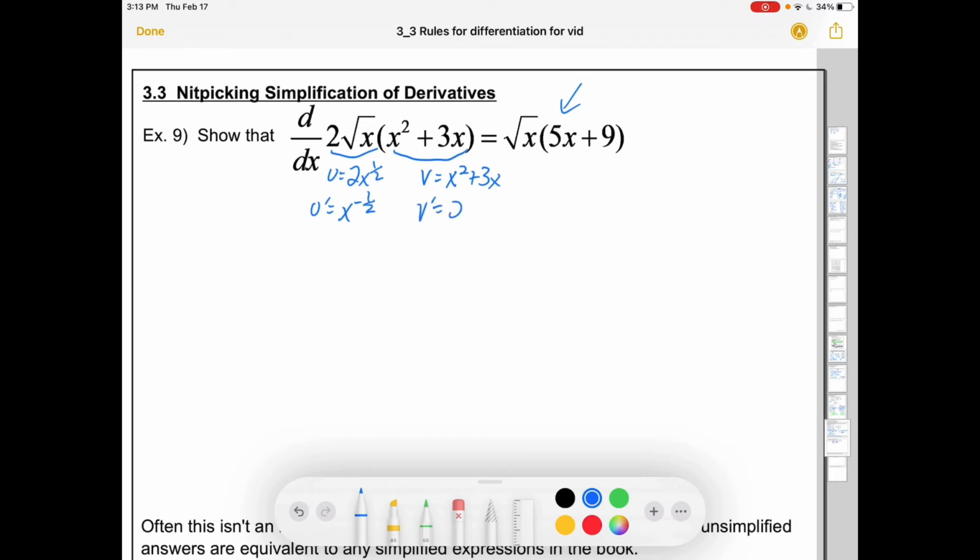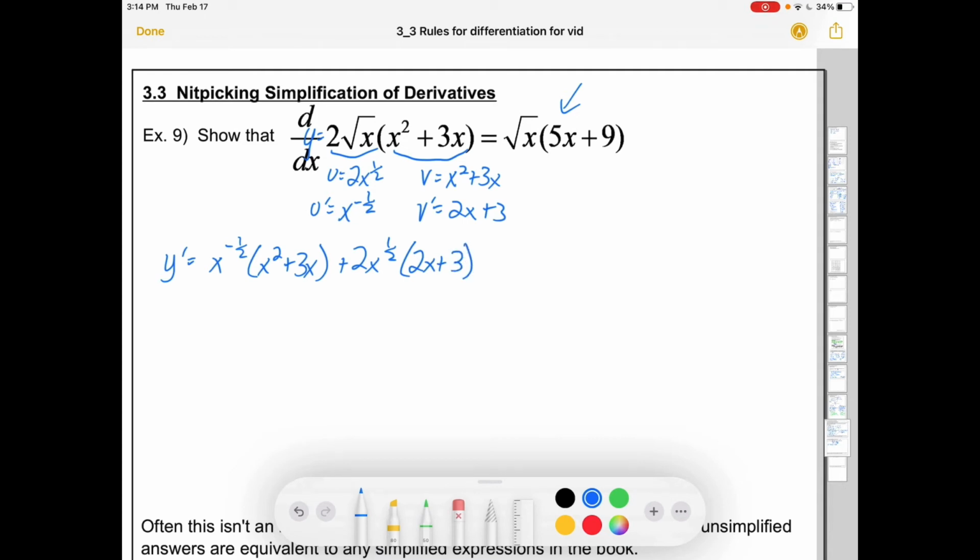V prime is 2x plus 3. So the derivative, let's make this part equal to y. Y prime is going to be u prime v plus u v prime. There's our product rule.